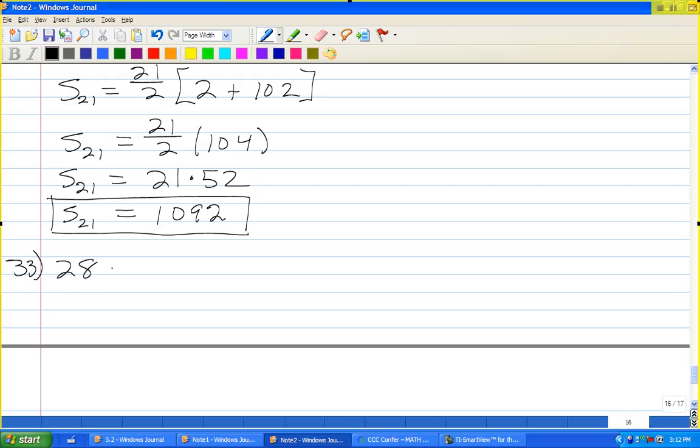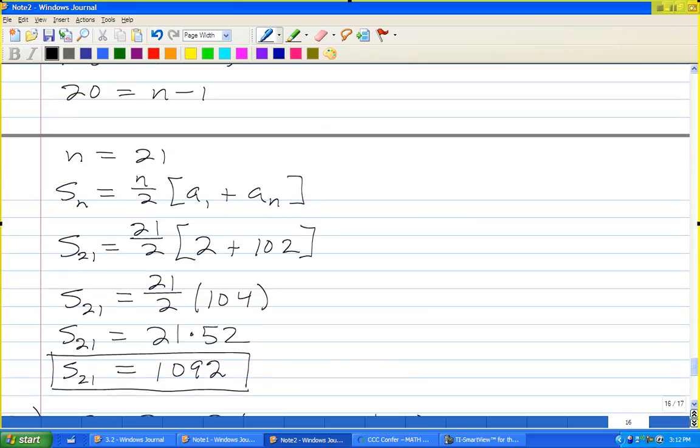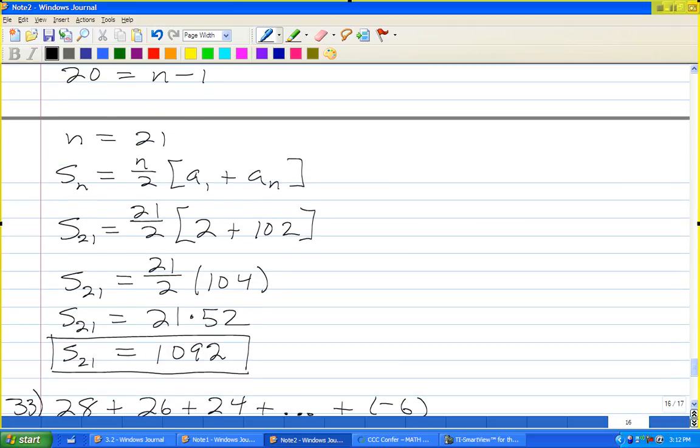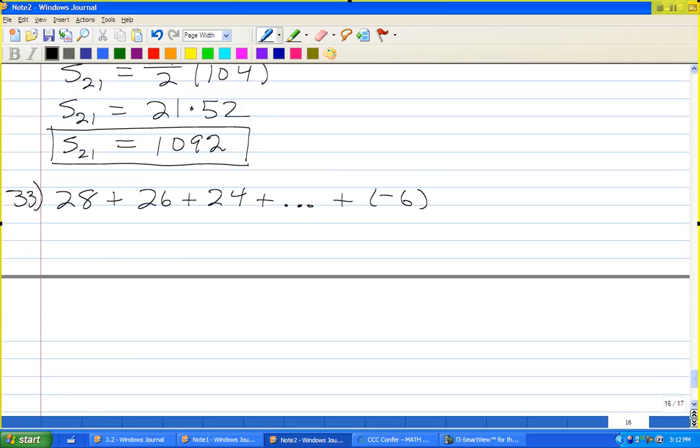28 plus 26, 24, down to -6. Again, I'm going to do it the same way I did above, but unfortunately, just like above, I don't know how many terms there are in this arithmetic series. So let's use the formula to find the nth term for an arithmetic sequence, a1 plus n minus 1 d.